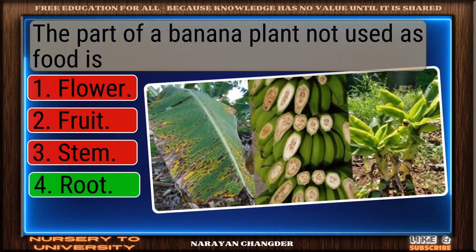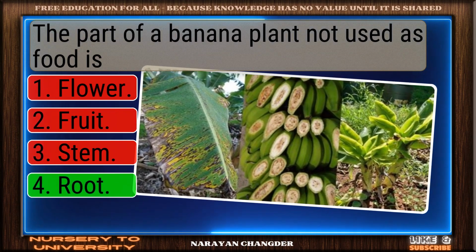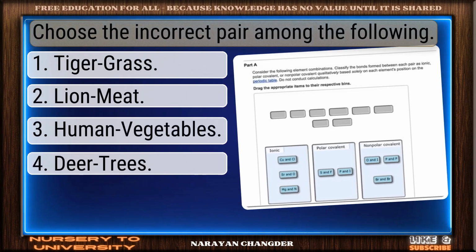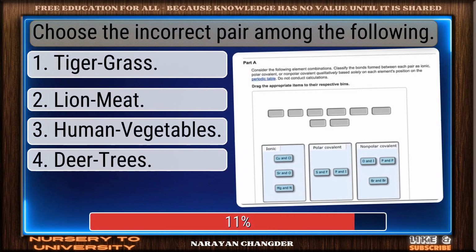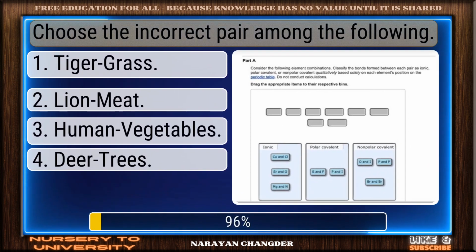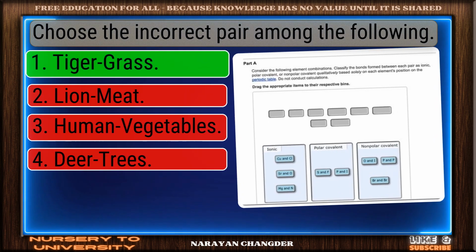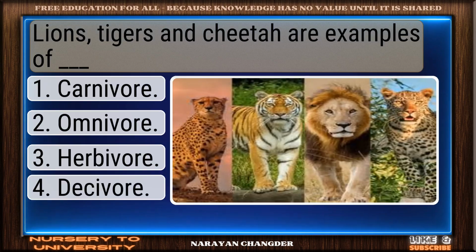You chose root, and it is correct. Choose the incorrect pair among the following. Nice work! You chose tiger grass and it is correct.